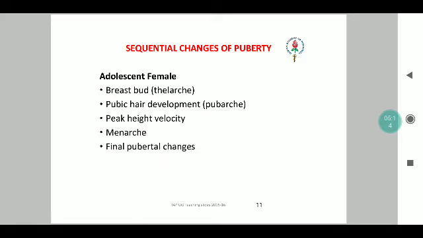If you consider the sequential changes of puberty in an adolescent female, there is breast bud development, thelarche, pubarche, that is the pubic hair development, peak height velocity, menarche, and final pubertal changes. It is important to note that the onset of peak height velocity is earlier in females than in males of the same age group.